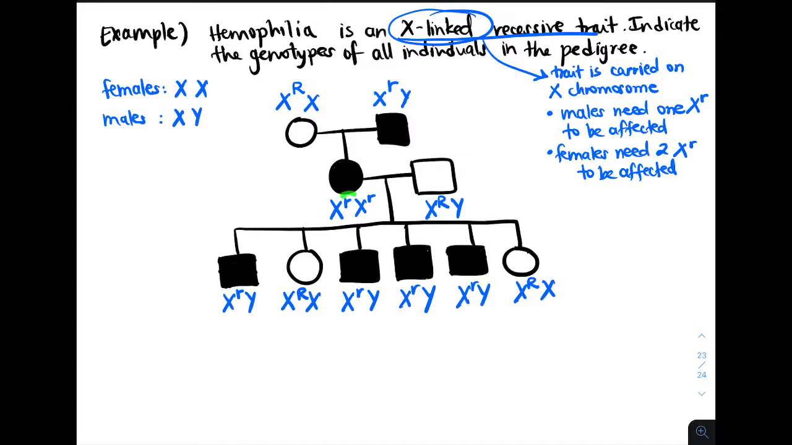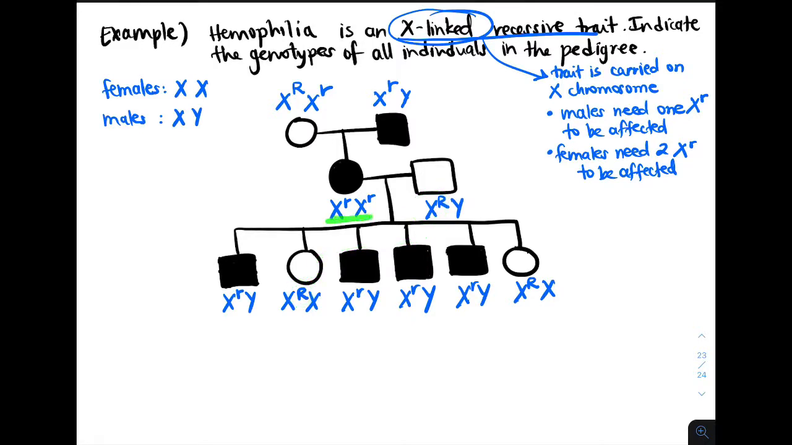So we can see that in the second generation, this female is affected. She has two recessive alleles. She must have received one from her father, and the other one must have come from the mother. Therefore, the mother in the first generation must be heterozygous. Now let's look at this female in the third generation. We don't know her second allele, but we know that she must have received the dominant allele from her father because her father's the only one that has the dominant allele.